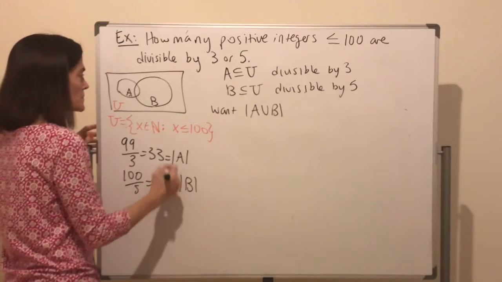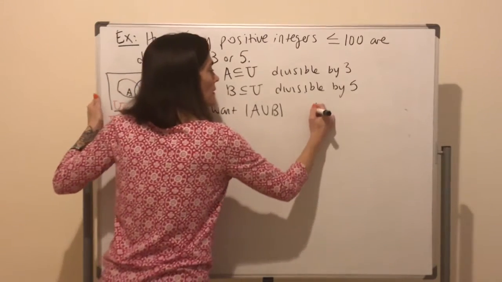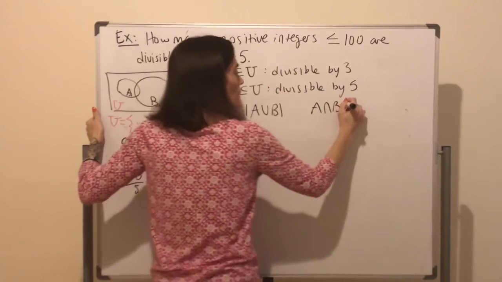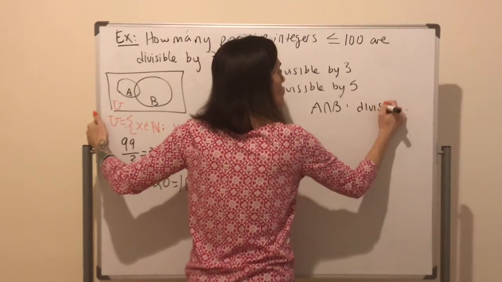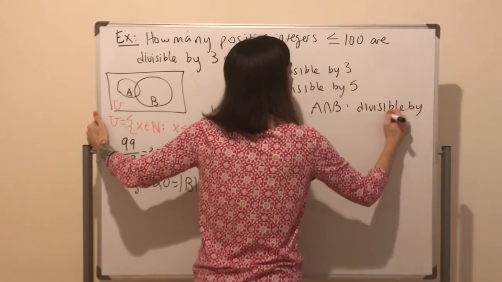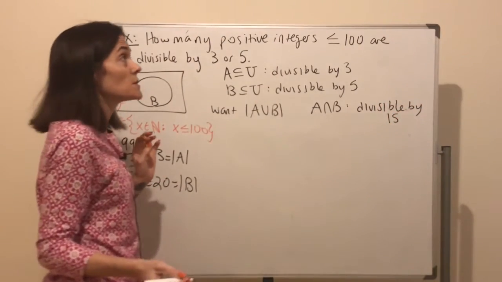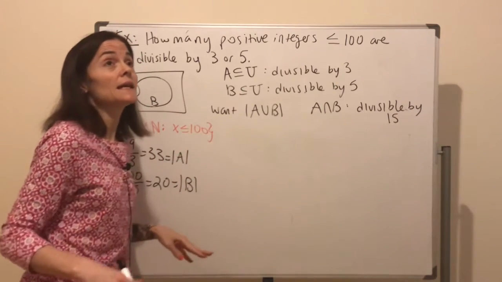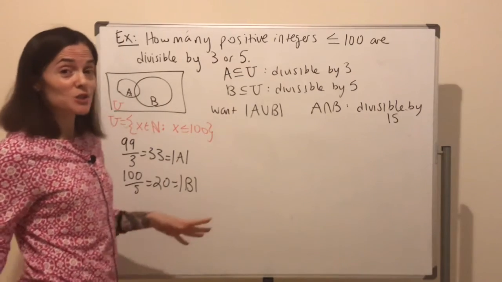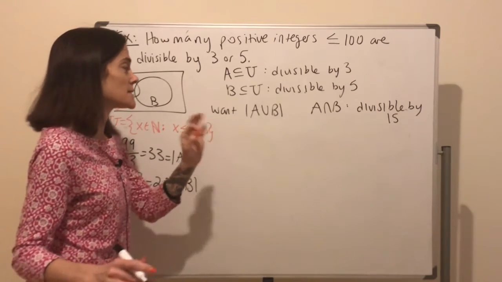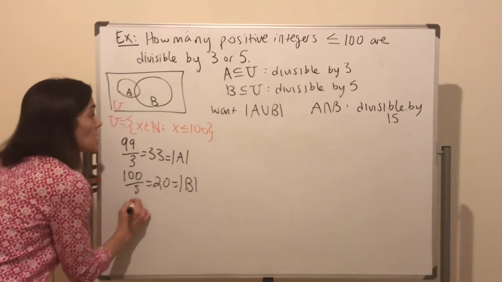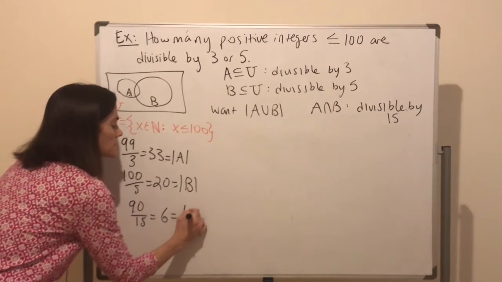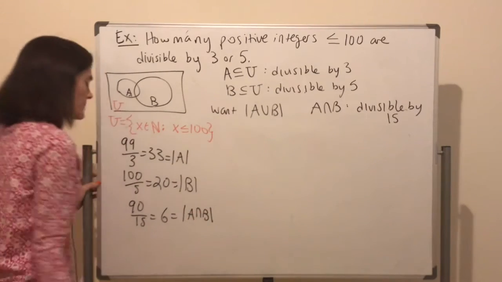Well, to be divisible by both, so here, A intersect B, this says you're divisible by both, or equivalently, you're divisible by 15. 15 times 3 is 45, another 3 is 90, another 15 is 105, that's too big. So we have 15 times 6 is 90, and that's the biggest one. So we would take 90 over 15, which is 6. This is the cardinality of the intersection.